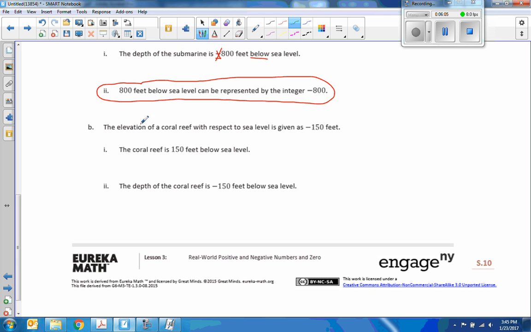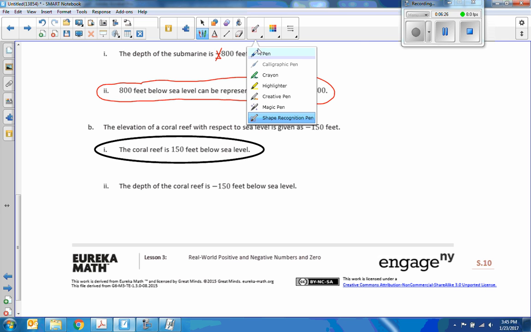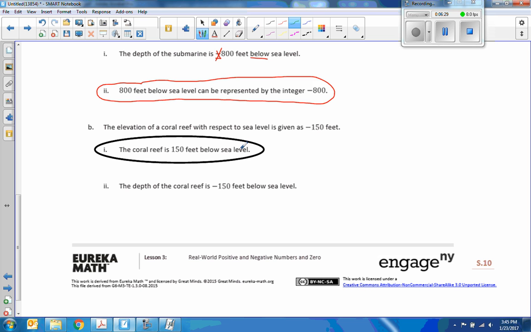B. The elevation of a coral reef with respect to sea level is given as negative 150 feet. Okay? The coral reef is 150 feet below sea level. That is correct. I circle that. The depth of the coral reef is negative 150 feet below sea level. Again, we have a negative below, which is negative, negative, making it positive. We cannot say double negatives. The depth of the coral reef is 150 feet below sea level. That's the correct statement.